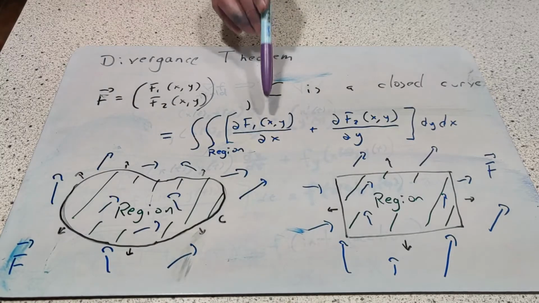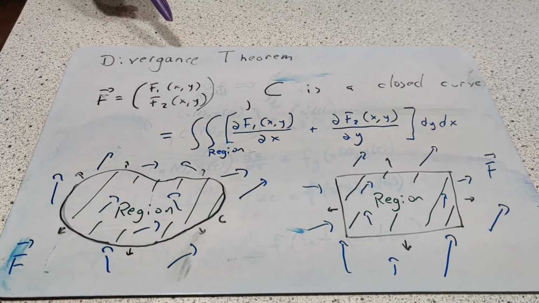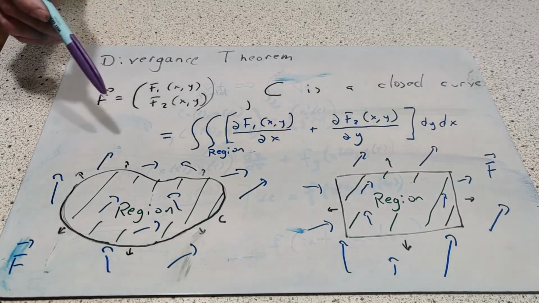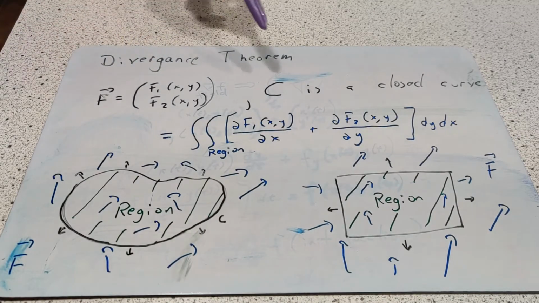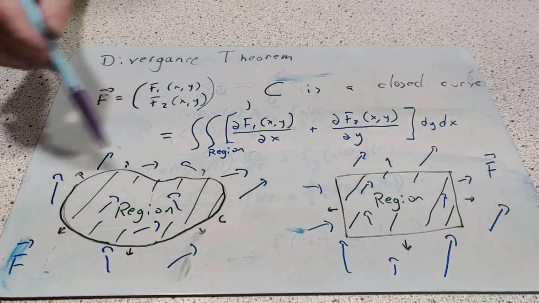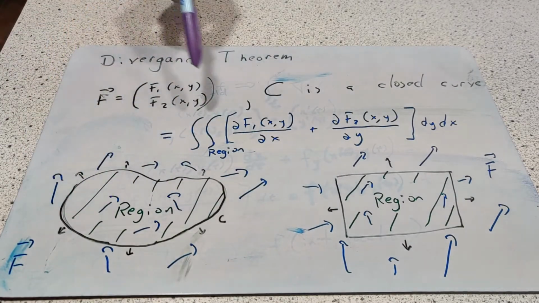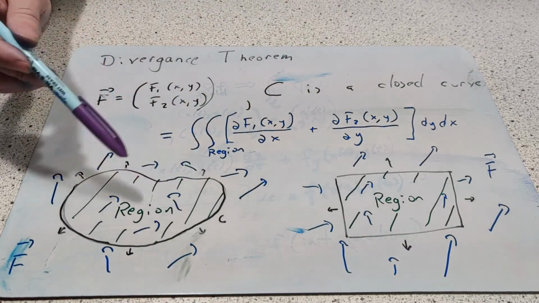Now we've seen where the divergence can come from, and it turns out divergence is going to give us a very powerful tool in mathematics that's called the divergence theorem. The divergence theorem tells us if we have a vector field, as always defined by f1, f2, and we have a closed curve, and we want the amount of outward flux along that curve, that can be obtained by integrating the divergence over the region enclosed within the curve.